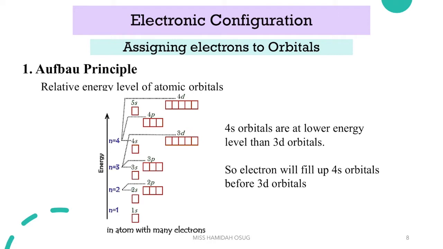While this diagram shows the relative energy level of atomic orbitals, I want you to focus on the 4s and 3d orbital. Okay, as you can see there, 4s orbitals are at a lower energy level than 3d orbitals. So you will need to fill up 4s orbital first before the 3d orbitals.